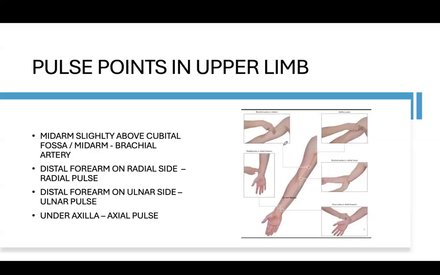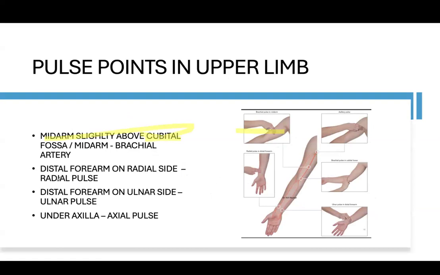So the pulse points in the upper limb, very easy. The first one, which is the most common, is the mid-arm, slightly above the cubital fossa, where you palpate the brachial artery. The mid-arm, which is this one, is another one. Not very common and not really ever used.